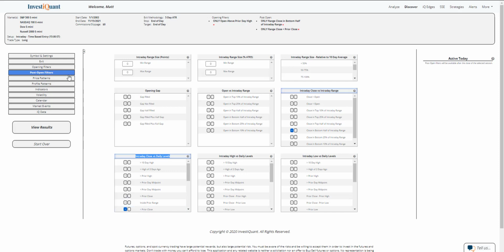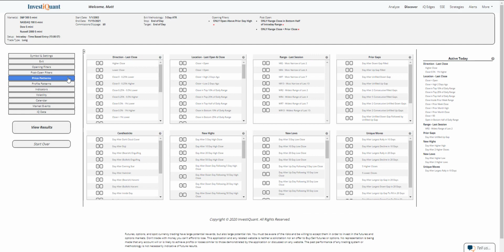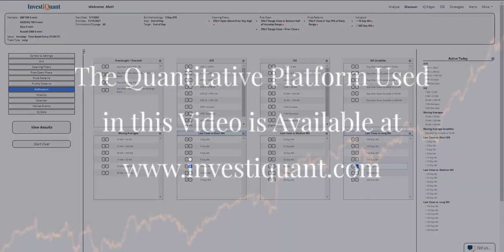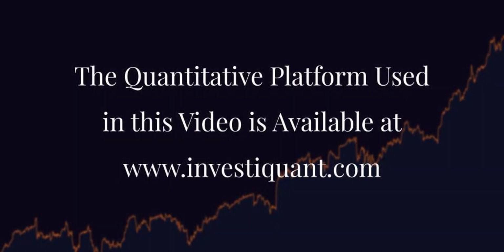All right, next I'm going to go to price patterns, add a little bit of information around what happened on Friday. Friday was a strong day, and I'm just going to simply say it closed up near the highs of the day. So I'm going to grab this location last open and closed. I'm going to say that it closed in the top 25% of the daily range. And then lastly, I'm going to put us in a similar market environment. We are above a 10 and 200-day simple moving average. And now I can click view results.